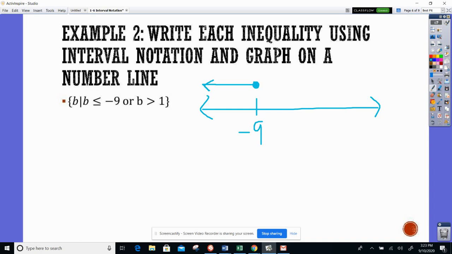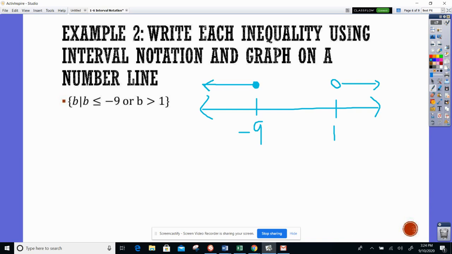Now I'm going to look at the second part of my inequality. It says b is greater than 1. So I'm going to draw in my 1. This one is not or equal to, so that tells me we're going to have an open circle. So I'm going to go ahead and put my open circle. Since it's greater than 1, I'm going to draw my arrow to the right because everything to the right is greater than your number. Okay, so now we have it graphed.